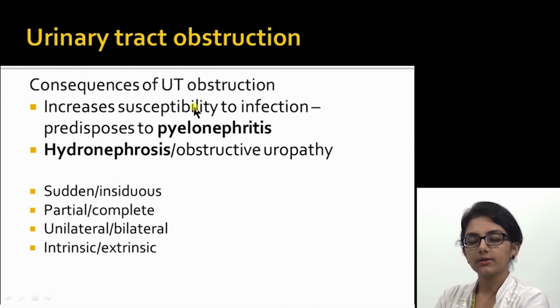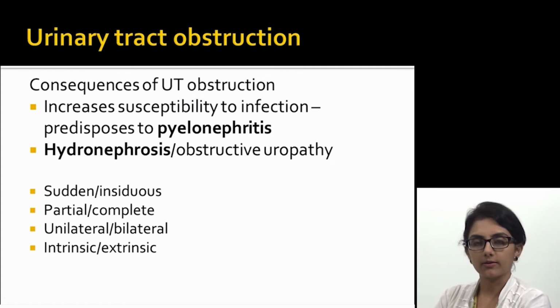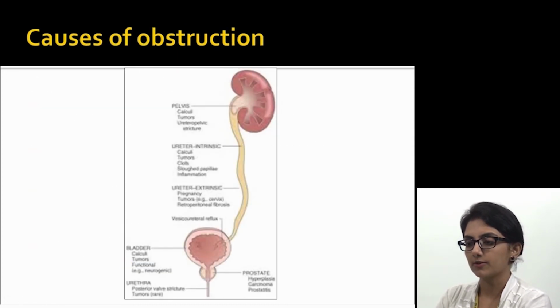Now let us look at urinary tract obstruction. And as we have already discussed, this is a very important predisposing factor to pyelonephritis, as well as to obstructive uropathy or hydronephrosis. Now, obstruction in the urinary tract could be sudden or it could be insidious. It could be partial or complete, unilateral or bilateral, and due to intrinsic or extrinsic factors. So these are various ways in which we can look at obstruction.